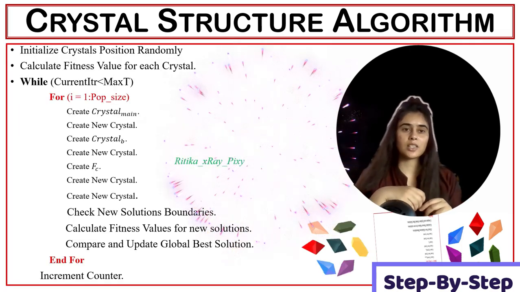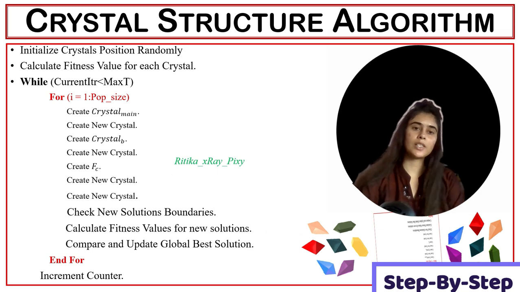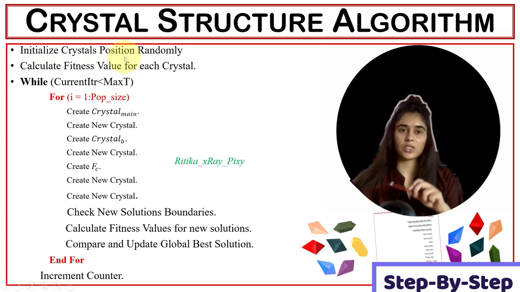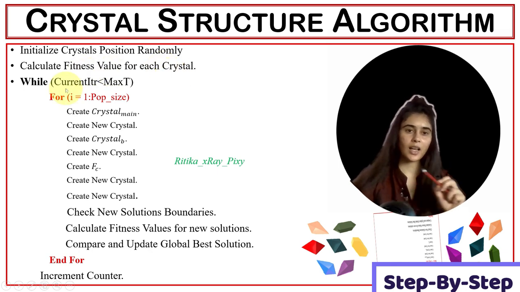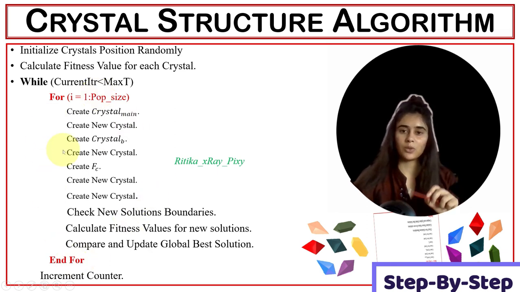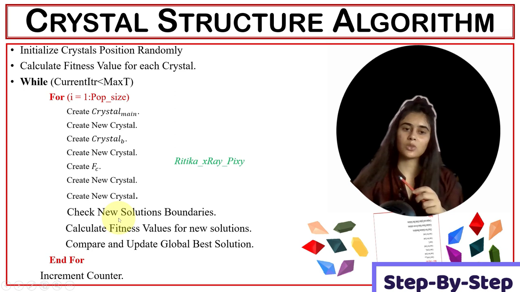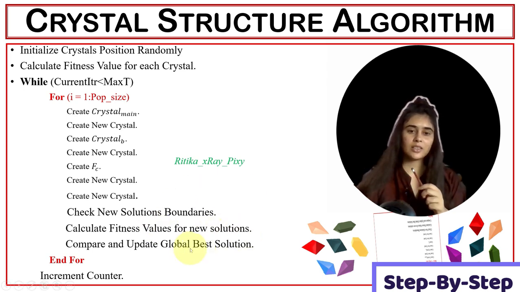Next, you can see here the different steps used in this algorithm. First, we will initialize the crystal positions randomly in the search space. Then for each crystal, we will calculate the fitness value. After that, we will start the main loop for this algorithm. We will create crystals and update their position in the search space. Then we will check whether the new solutions are within the boundary or not. After that, we will calculate the fitness value for the new solution, and we will update the best solution. We will repeat the loop until the stopping condition is met, and when the stopping condition is met, we will return the best solution.